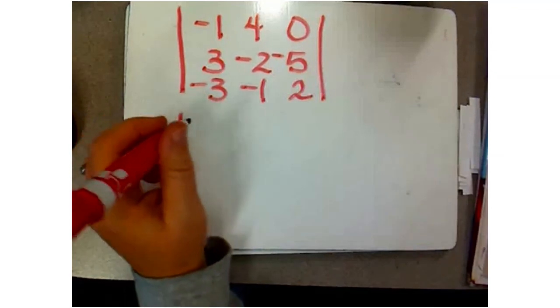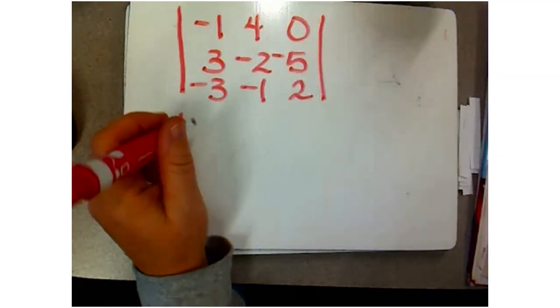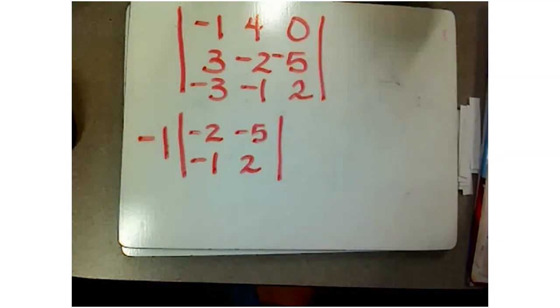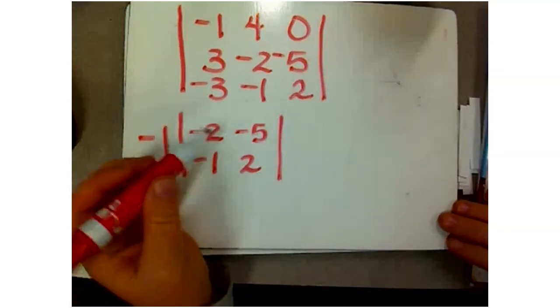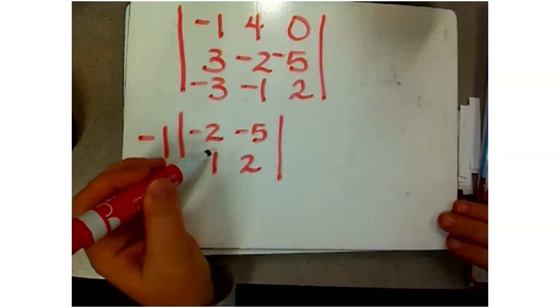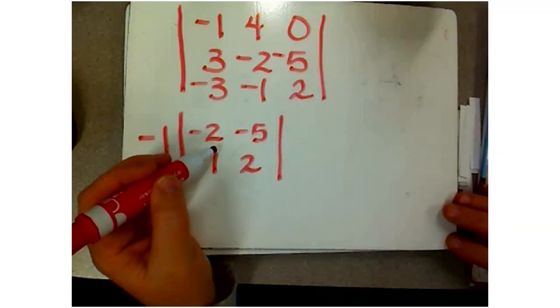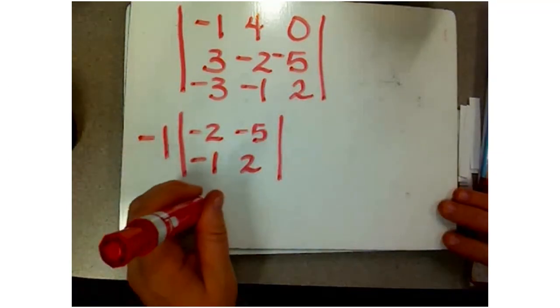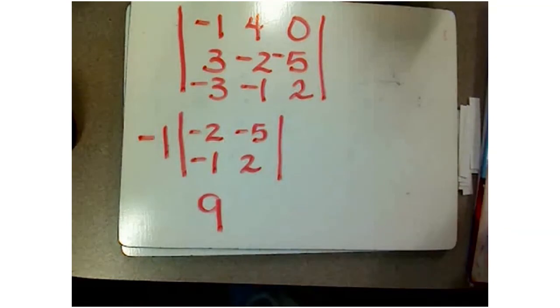So negative 1. What's our minor to the A1? Negative 2, negative 5, negative 1, and 2. Good. What is the determinant of negative 2, negative 5, negative 1, 2? Negative 4 and 5. What is negative 4 minus 5? Negative 9. What is negative 1 times negative 9? 9. We got a 9.